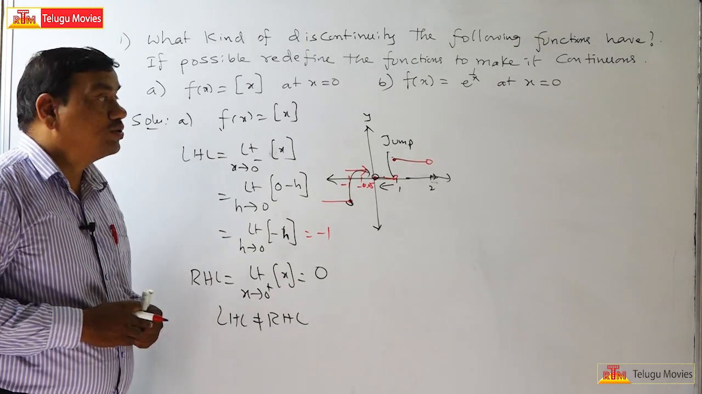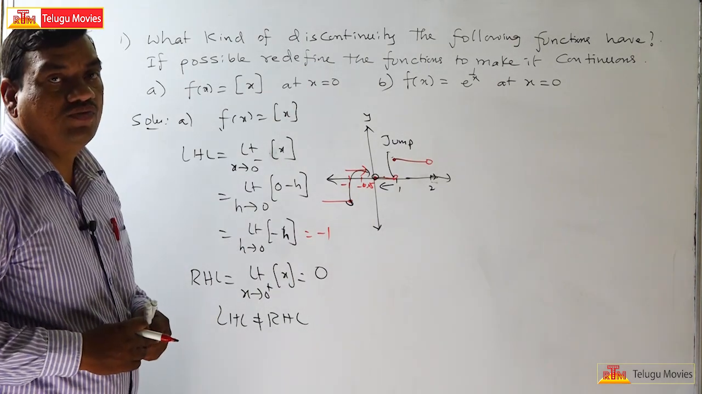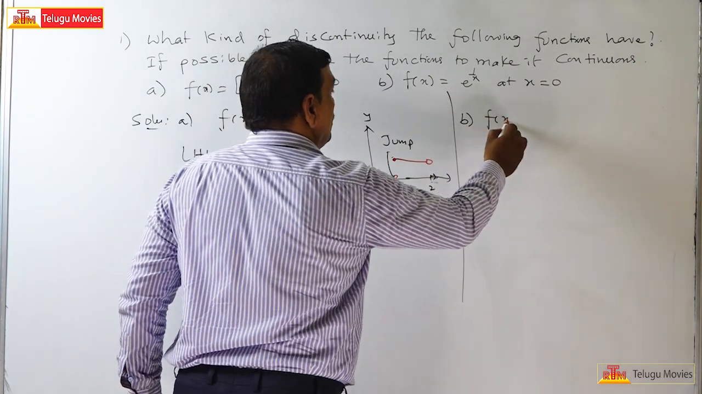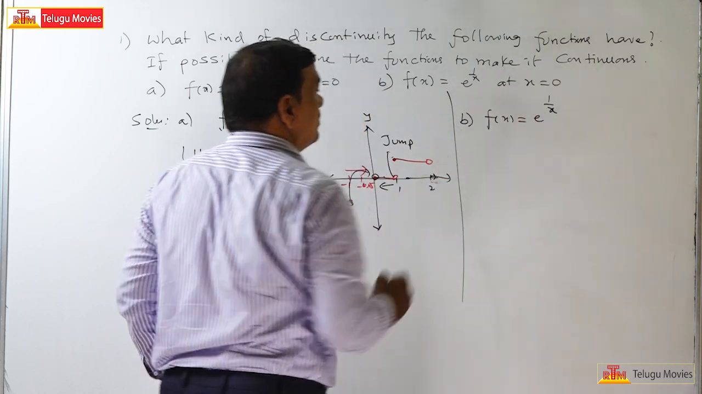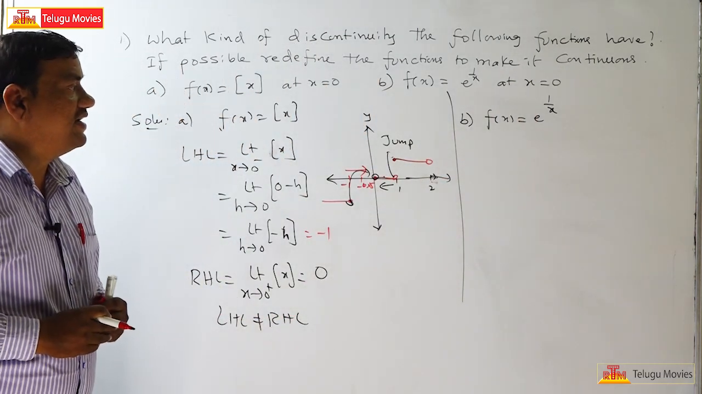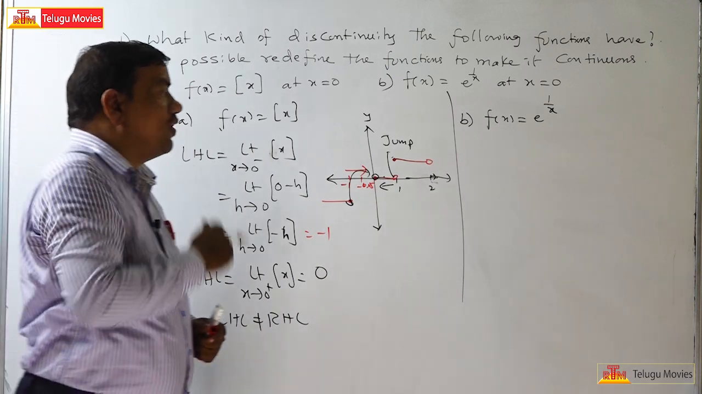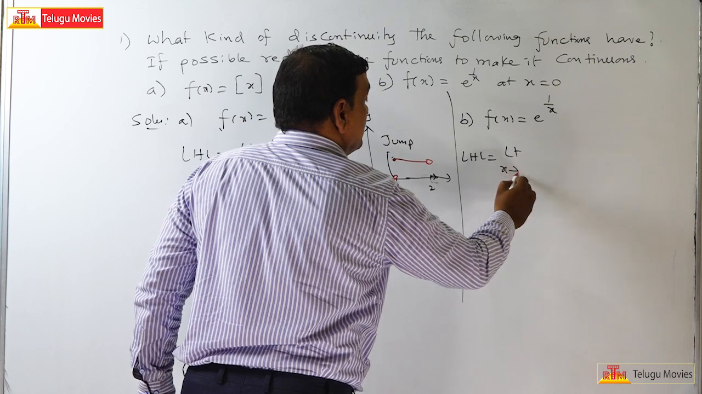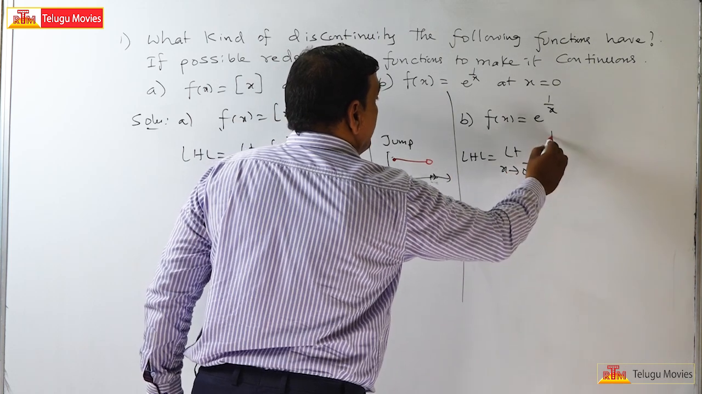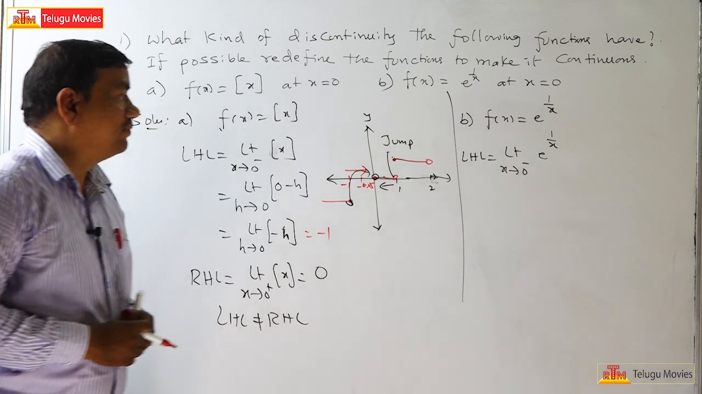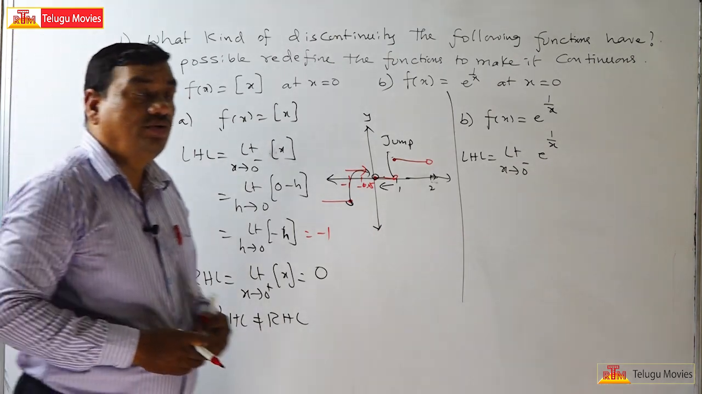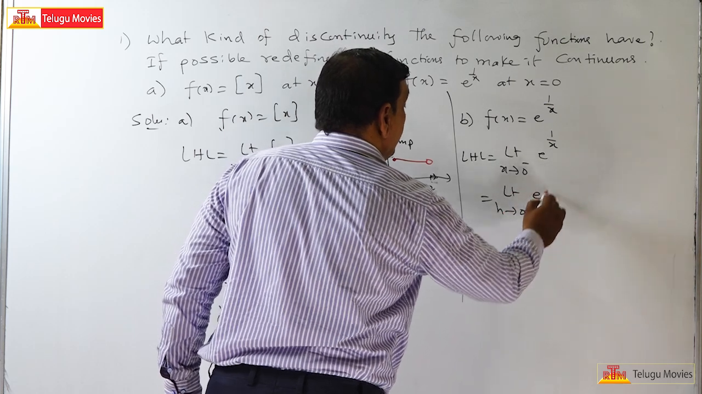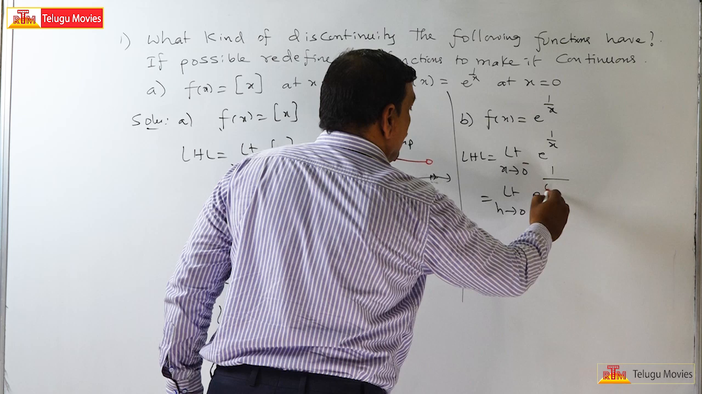Let us take another example, that is part B. Here f of x is equal to e power 1 by x is given at x is equal to 0. Let us check the left hand side limit: limit x tends to 0 minus e power 1 by x. Let us convert it into h. So this is equal to limit h tends to 0 of e power 1 by 0 minus h.